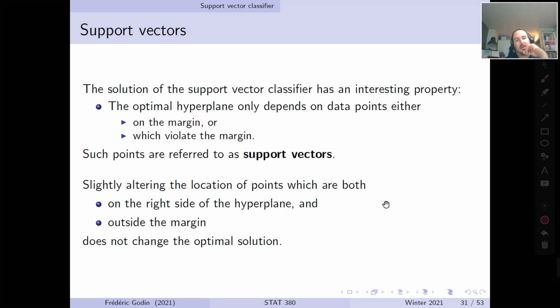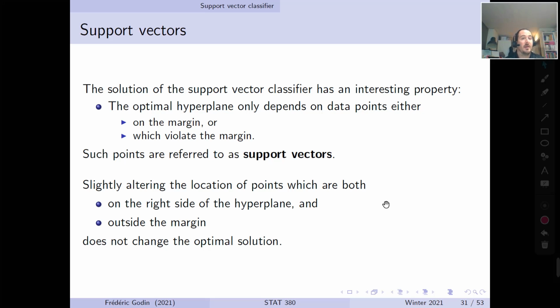Okay, so again, this is a bit analogous to the maximal margin classifier. For the support vector classifier, the optimal hyperplane depends only on some of the data points. So it depends only on data points that are exactly on the margin or which violate the margin. So violating the margin would mean being inside the margin or on the wrong side of the hyperplane. Okay, so the set of all such points which either violate the margin or are exactly on the margin are known as support vectors once again.